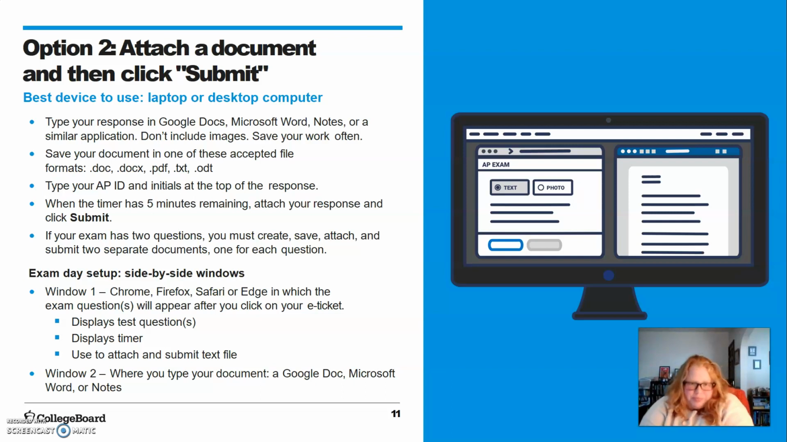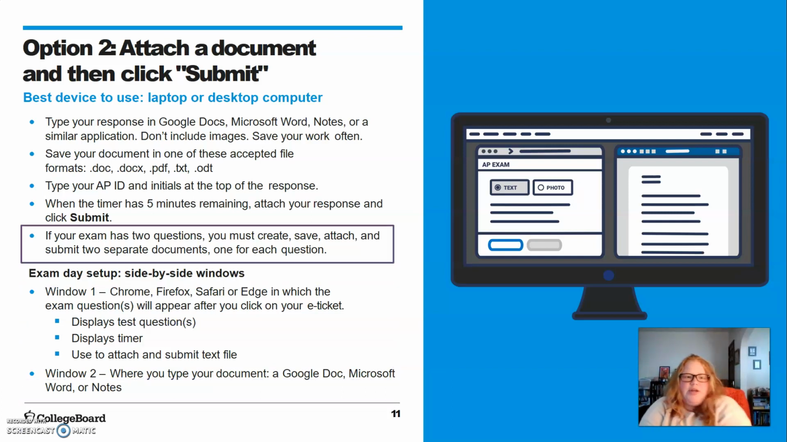So for this one, you need to also type your AP ID and initials, and you can do that beforehand at the top of your page. And when the timer has 5 minutes remaining, attach your response. If you have 2 questions, you have to create, save, attach, and submit 2 separate documents, one for each question. So you can't just submit one document that has your answers to both questions, okay? You need to have a different document for each question.